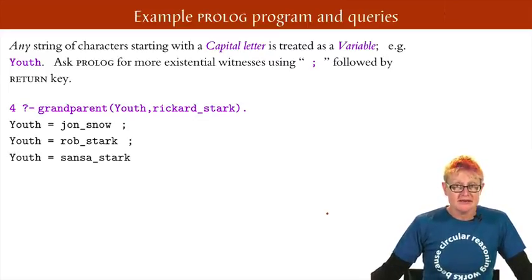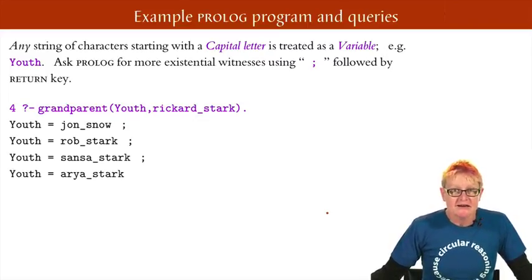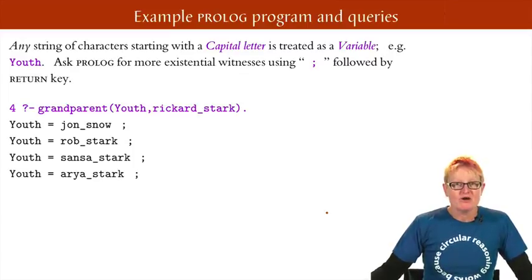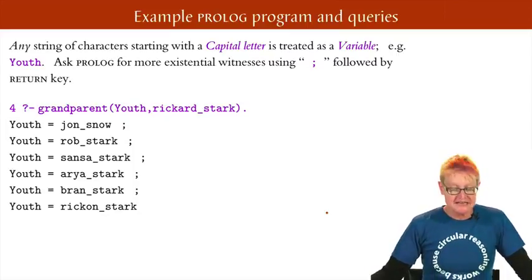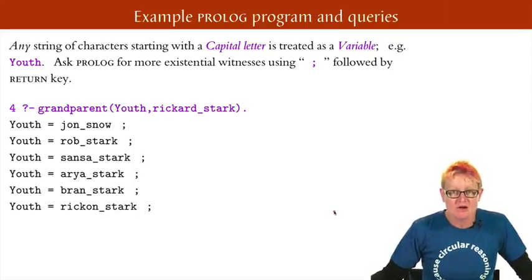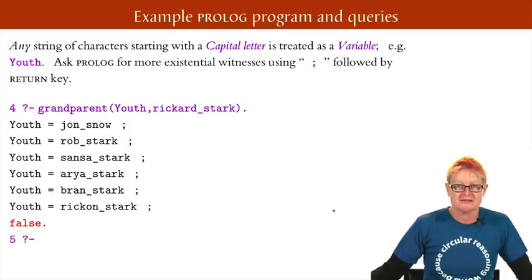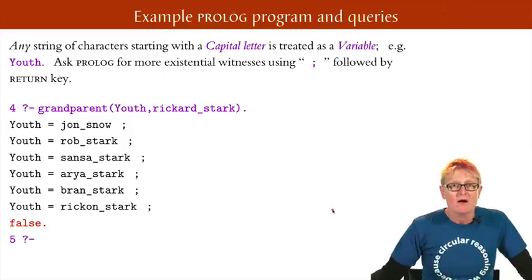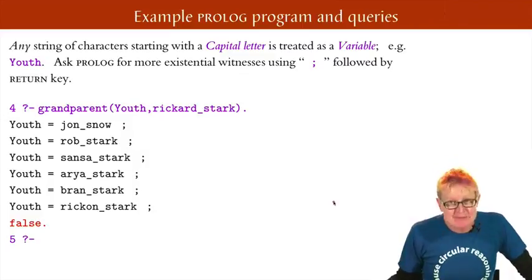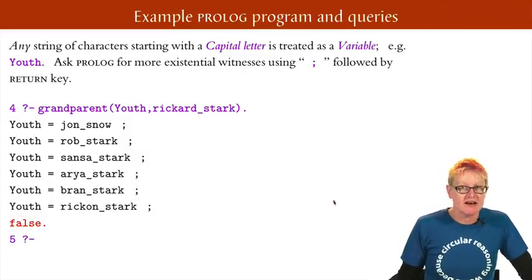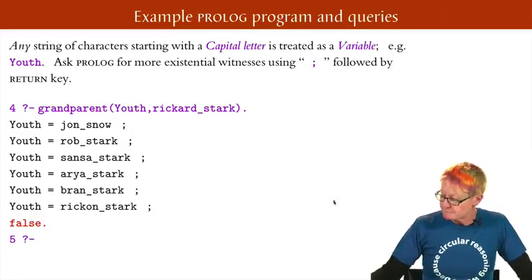We get Sansa Stark, another semicolon. Arya Stark, another semicolon, Bran Stark, another semicolon, the young one, Rickon Stark, keep going, another semicolon, and finally, PROLOG says no more. That's it for existential witnesses for this youth variable. When you use a PROLOG implementation yourself, you will notice that the semicolon is not actually printed on the screen. We're including it here to make clear what is being entered from the keyboard.